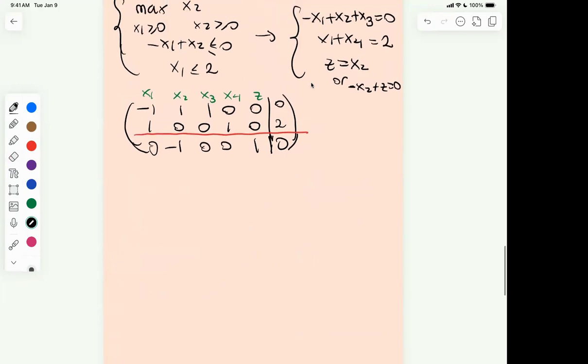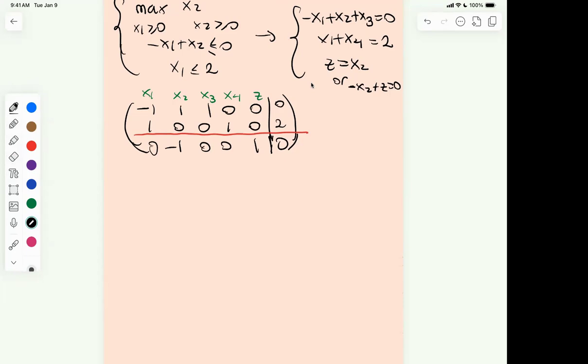So usually, maybe this is actually the confusing part. When you start the algorithm, you need to choose a choice of basis, right? So in this case, a choice of basis could have been x3 and x4.